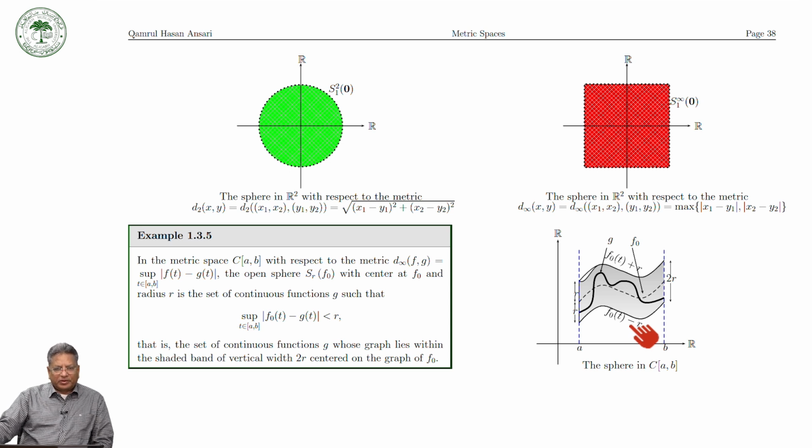So the open ball with center at this function f0 is this shaded area with radius r, of course excluding this boundary function. And the closed ball can include this boundary function. And it is only when you are considering the sup metric on C[a, b] that this is the shape of an open ball with center f0 and radius r.